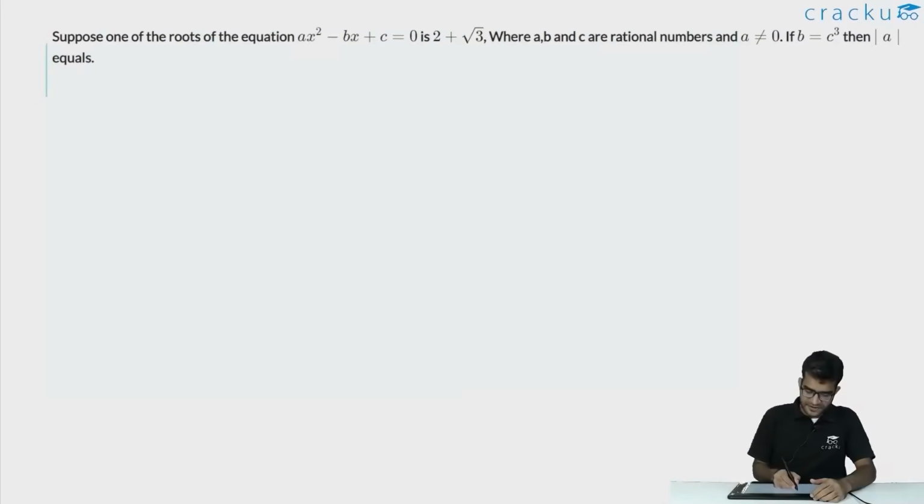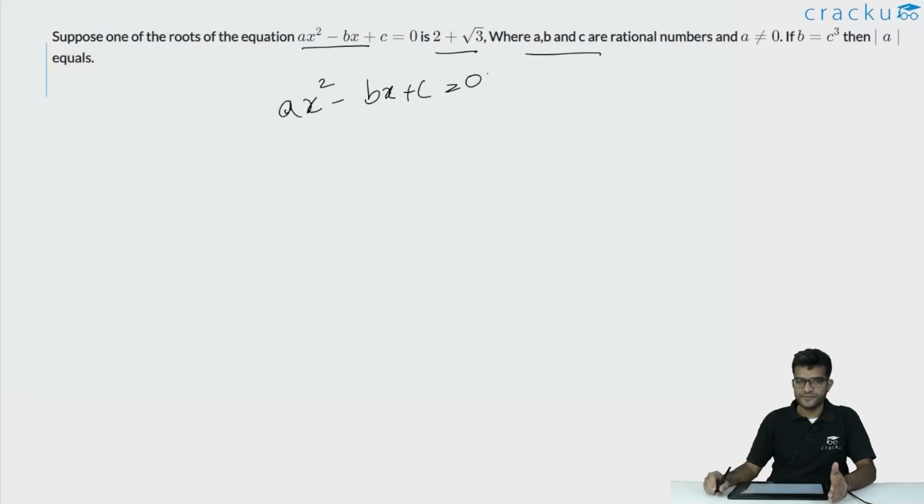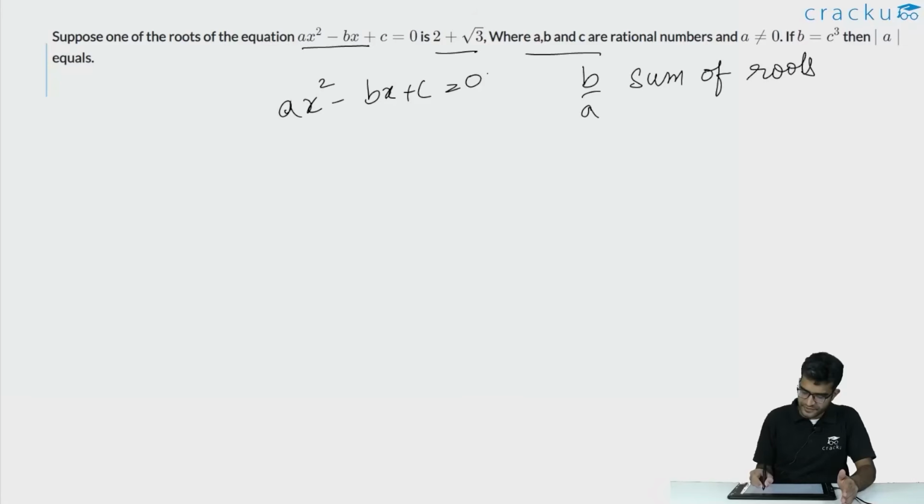In this question, we are given a quadratic equation ax square minus bx plus c, and we are told that one of the roots of this quadratic equation is 2 plus square root of 3, and that a, b and c are rational numbers. So we know that the quadratic equation is ax square minus bx plus c is equal to 0. This would imply that the sum of the roots of this quadratic equation will be b by a, and the product of the roots of this quadratic equation is c by a.